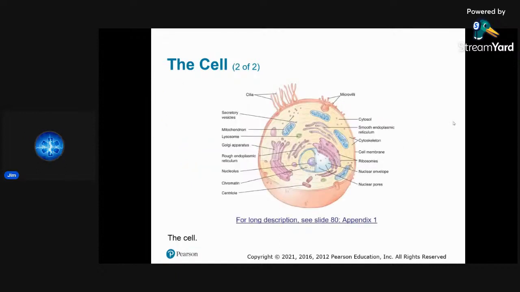Here's a diagram of a cell. We've all seen this from grade school biology all the way through chemistry and college. So we've all seen this picture before. It's a pretty basic diagram.